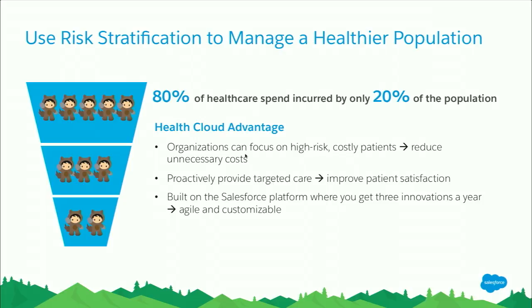So we know that in the United States, 80% of healthcare spend is incurred by only 20% of the population. So that should tell you really that you need to focus on those 20%, in addition to, of course, all of your patients, but really focus on those 20% patients. And so this risk stratification application helps you identify who those sickest patients are.